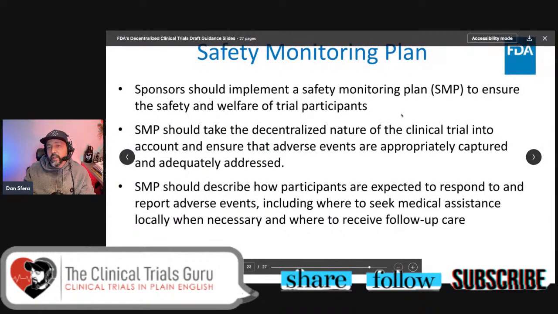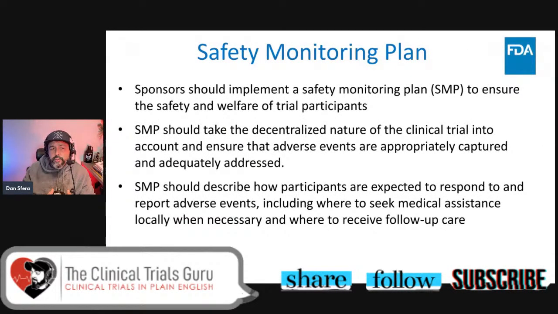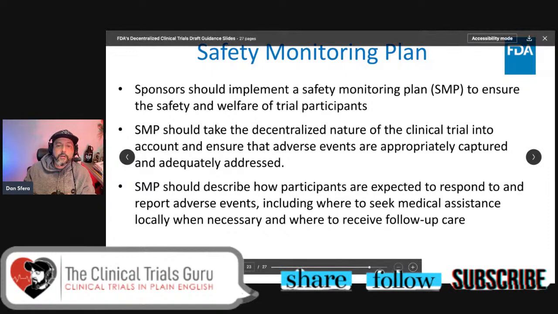Safety monitoring plan. Sponsors should implement a safety monitoring plan to ensure the safety and welfare of trial participants. Safety monitoring plans should take the decentralized nature of the trial into account and ensure that adverse events are appropriately captured and adequately addressed. So, how would they do that? They're probably going to give the patient, like the comment said earlier. Who was it? Brendan?